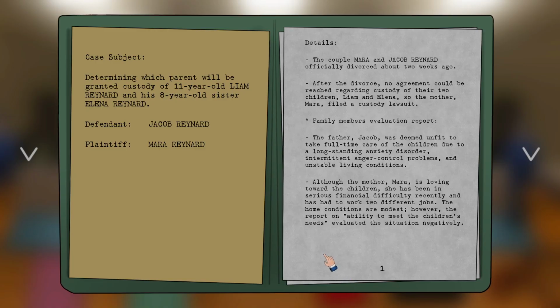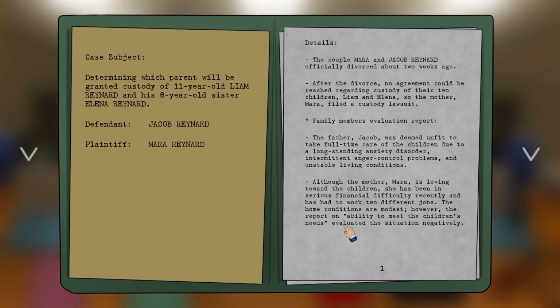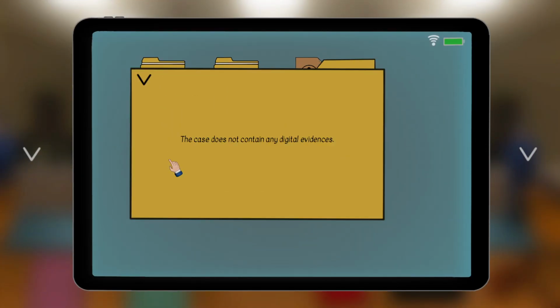The home conditions are modest, however, the report's on ability to meet the children's needs. Okay, so that's all we know for now. Yo, who's coughing? I will slice your throat. Cough one more time and see what happens. Ready?